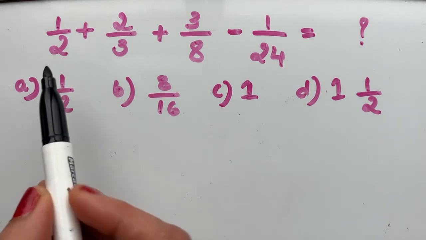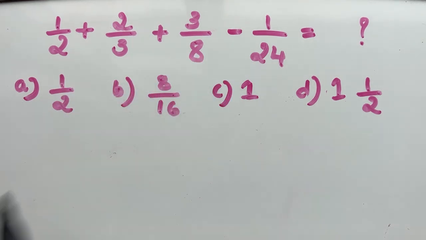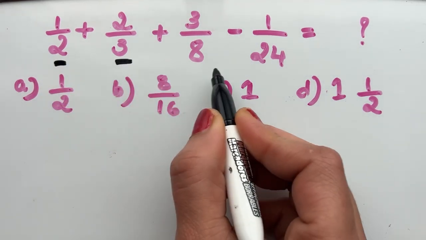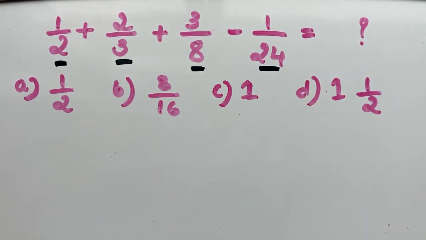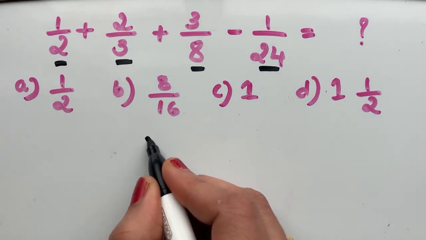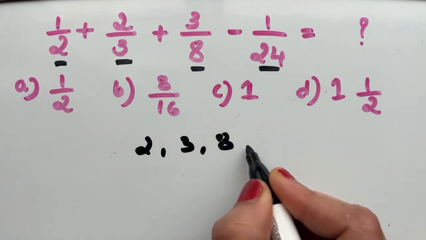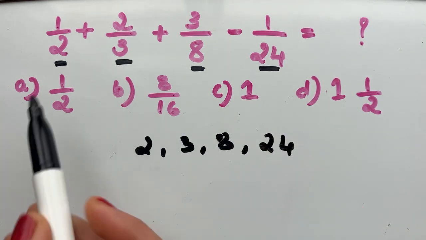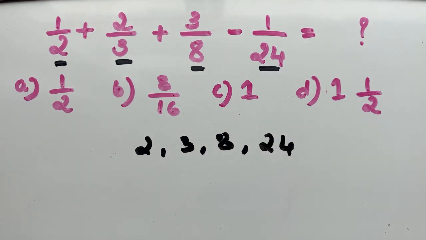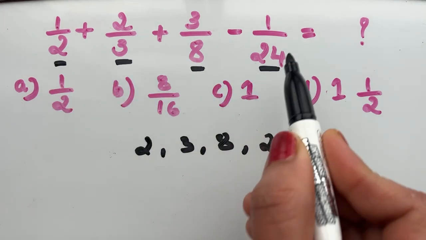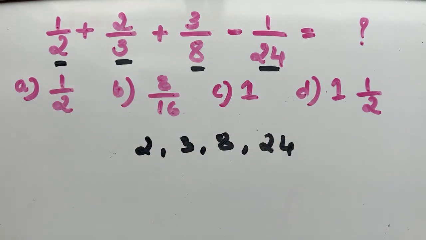So the question is 1/2 + 2/3 + 3/8 - 1/24. Here you can see the denominators. These are all fractions. Addition of fractions. See the denominators 2, 3, 8 and 24. They are all different. So that means these are all unlike fractions. Now what you have to do is make all these unlike fractions into like fractions. That means you have to make the denominators of all these fractions the same.